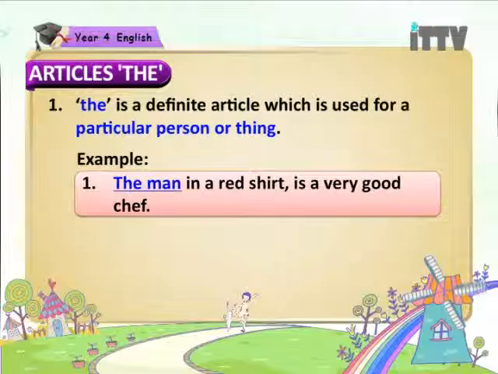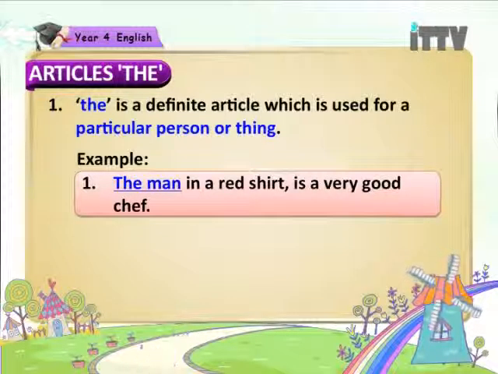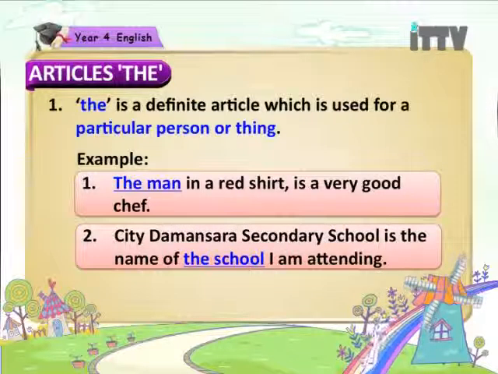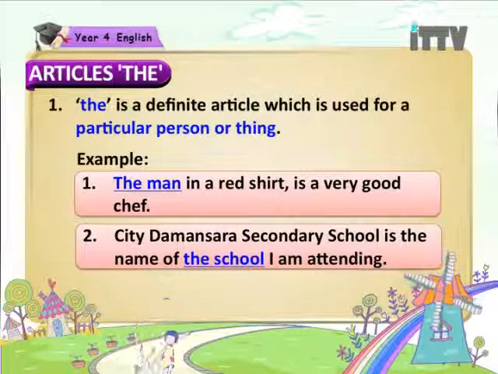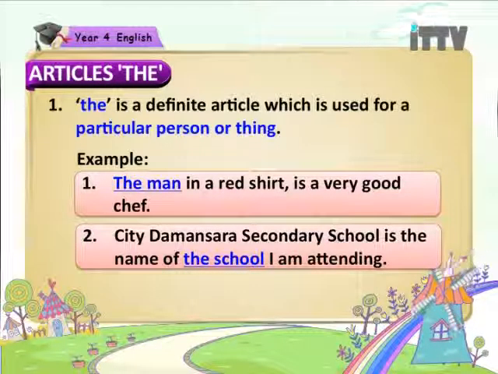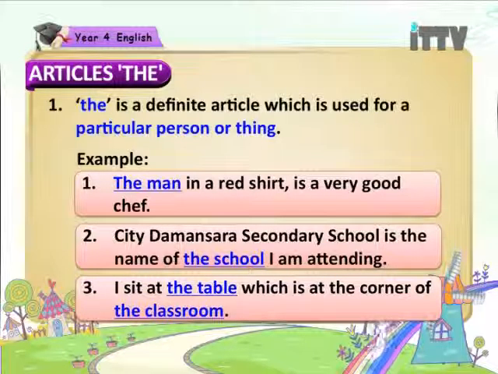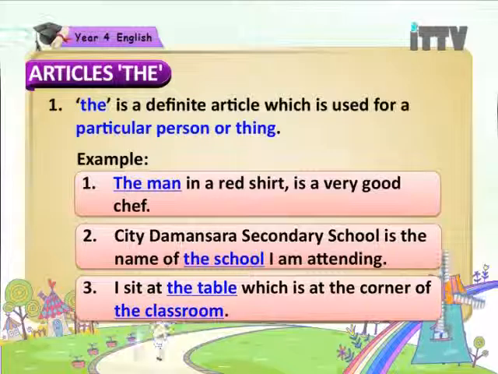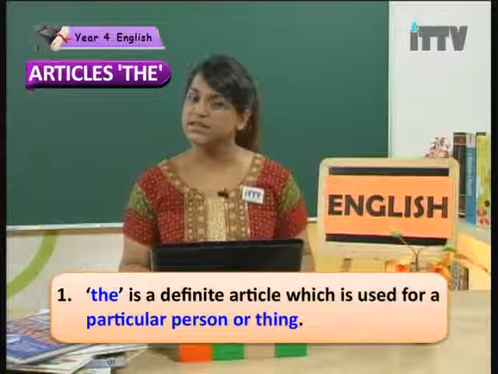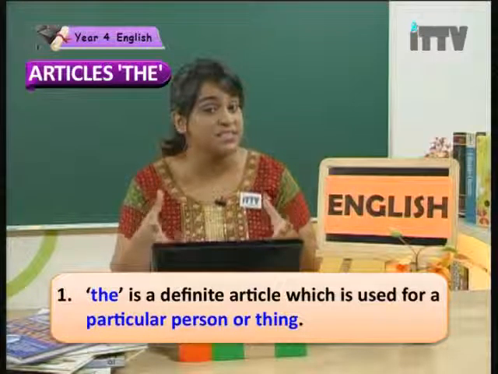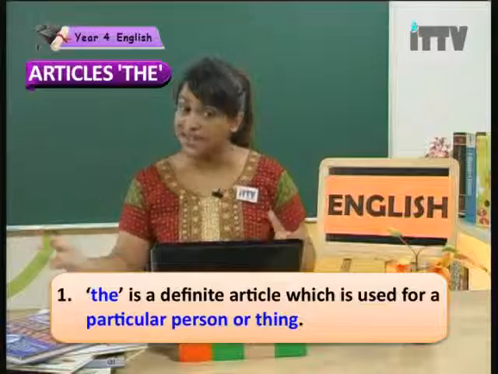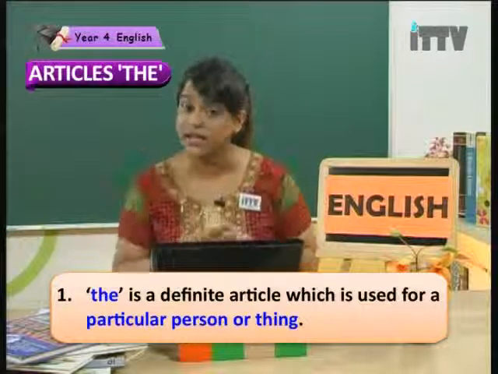For example, the man in a red shirt is a very good chef. Siti Damansara Secondary School is the name of the school I am attending. I sit at the table which is at the corner of the classroom. So boys and girls, this is how it is actually. We use the for a specific thing or to point out a specific place. We know what we are talking about.